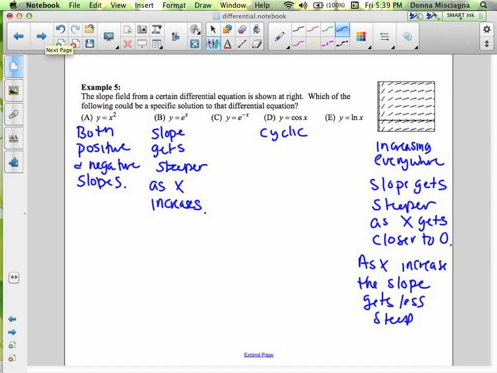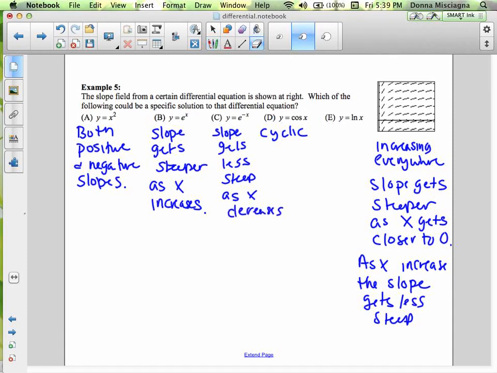This one, I have a less steep slope. That's true. Decreases, except x increases is what I meant to write. So the slope gets less steep as x increases. That is true. And here the slope gets less steep.